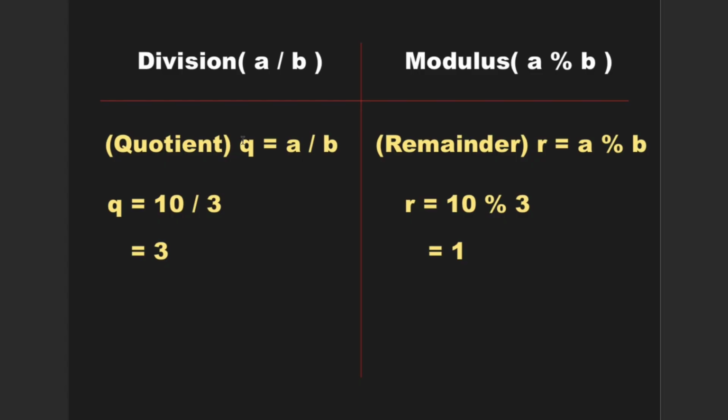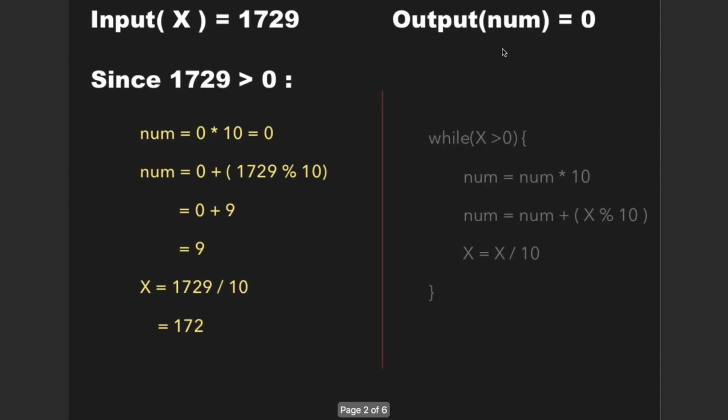Before starting with the solution, we must be familiar with two important operators, namely division and modulus. When we apply the division operator between two numbers A and B, we get the quotient, whereas when we apply the modulus operator between A and B, we get the remainder. For example, when 10 is divided by 3, we get 3 as the quotient, whereas when 10 is modulo divided by 3, we get 1 as the remainder. Now we can start with the solution.